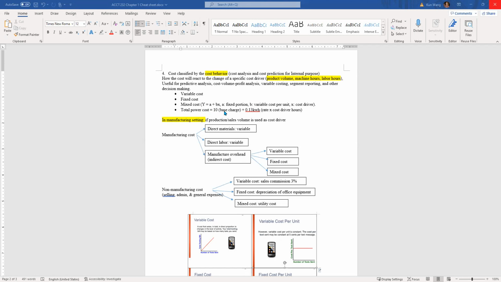We have a fixed portion; the base charge means no matter the usage, you get a monthly fixed amount, $10 or $20. Then you have the variable usage charge. For the usage charge, you have a fixed rate, then multiply by the actual usage for the cost drivers, such as your electricity usage or the water usage. For this type of mixed cost, we'll use some mathematical method to separate them into the variable portion and fixed portion. The details of the mixed cost separation, we'll discuss later in the CVP analysis.